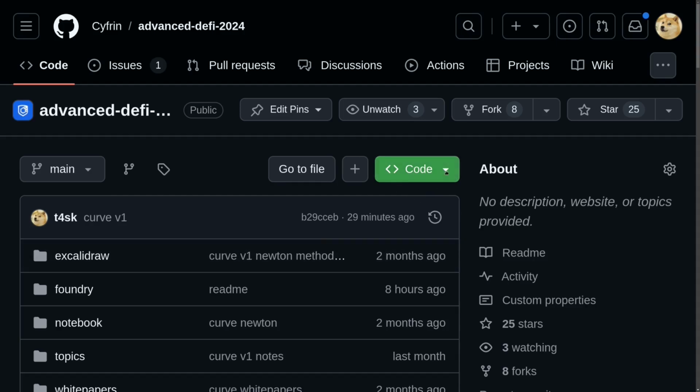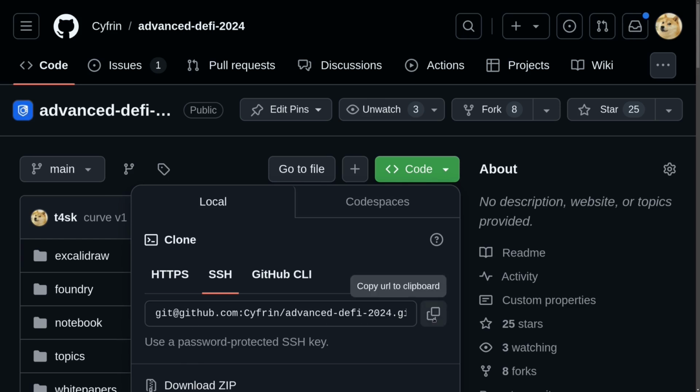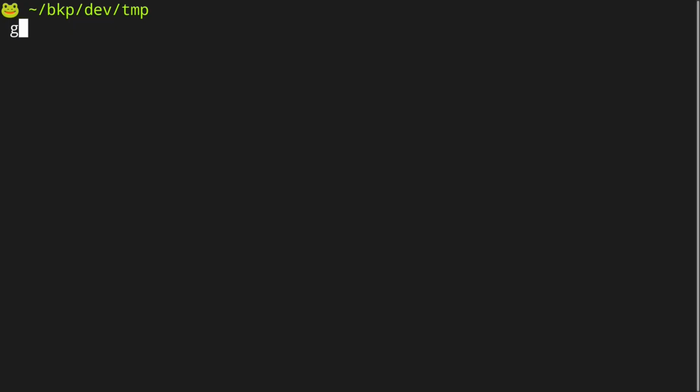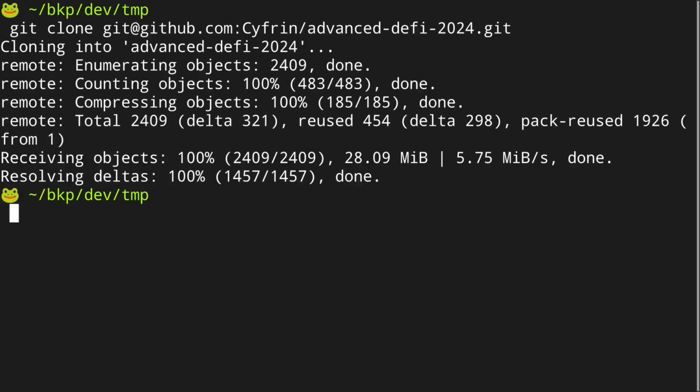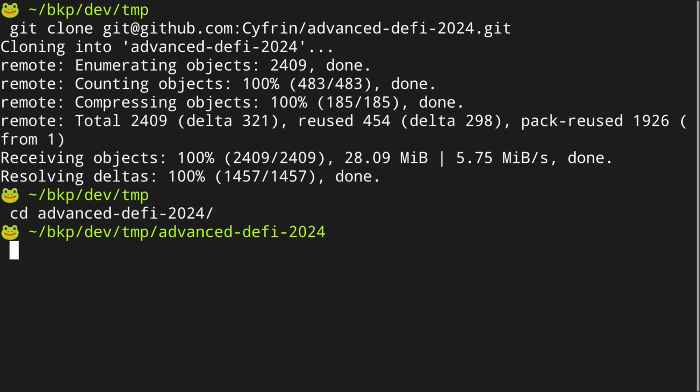To do the exercises in this course, you'll need to git clone this repo. And to do that, click on Code, and then copy this URL. Inside the terminal, type git clone, and then paste the repo. Once the repo is cloned onto your computer, next cd into advanced-defi-2024.